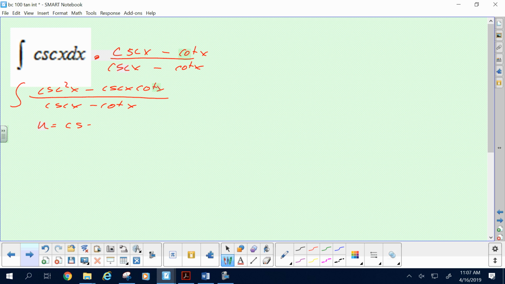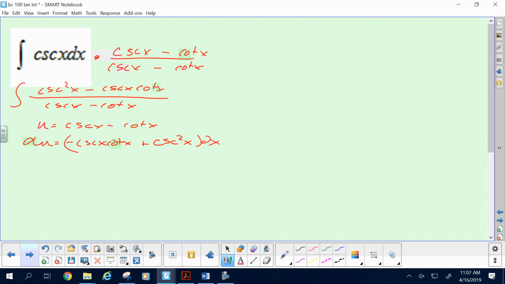Now let u equal cosecant of x minus cotangent of x, therefore du is negative cosecant cotangent, also we have a negative up at the top, plus cosecant squared, right?